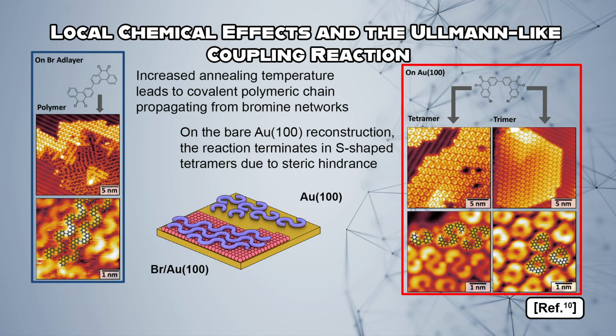With an increase in the annealing temperature, polymeric chains were observed propagating from the bromine networks, while the cis dimers were found to terminate at S-shaped tetramers due to steric hindrance, suggesting the potential to purposefully use adsorbed leaving groups as a tool to steer bottom-up fabrication methods.